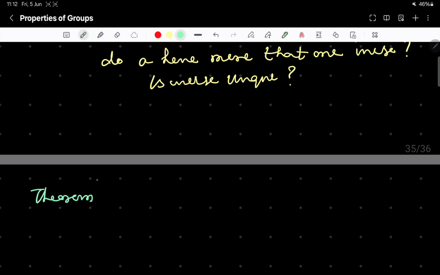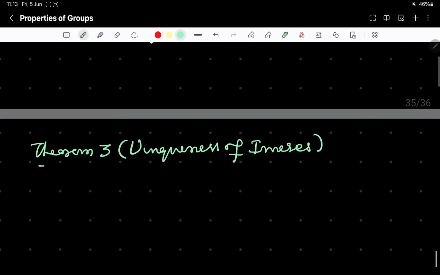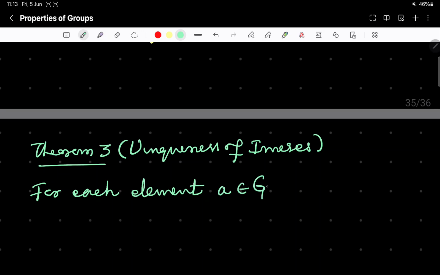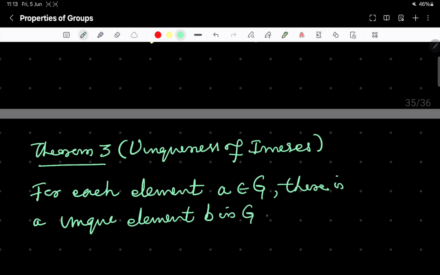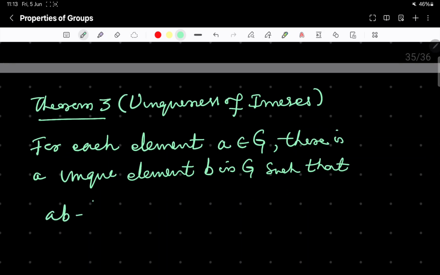Theorem 3, uniqueness of inverses. What it tells you is that for each element A in the group G, there is a unique element B in G such that AB equal to BA equal to E. That means the inverse is unique. So that B is actually the inverse, right?